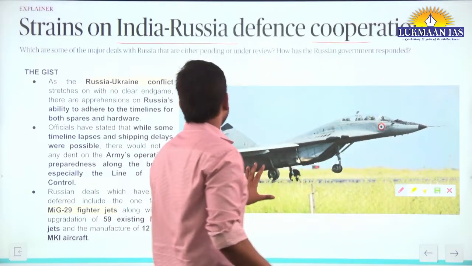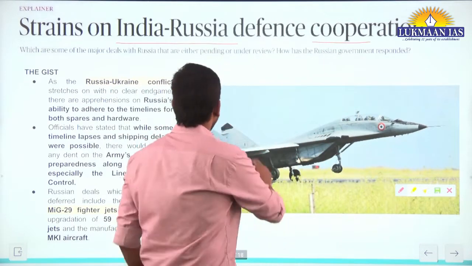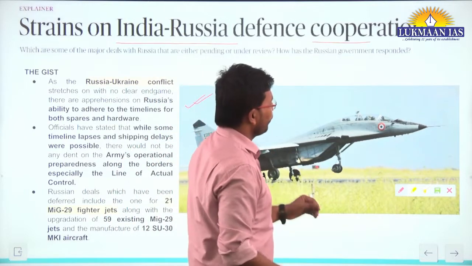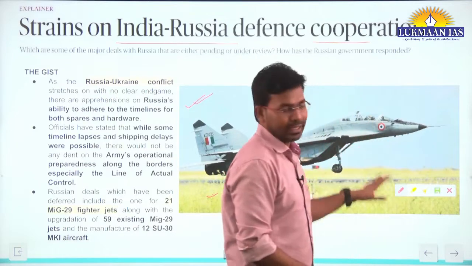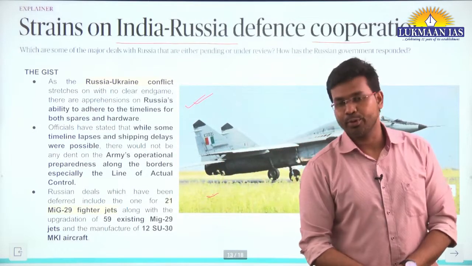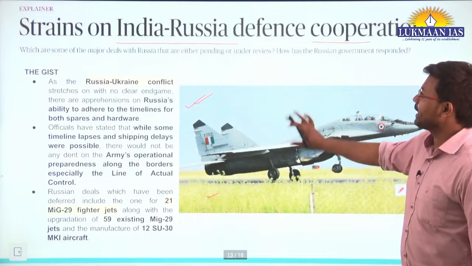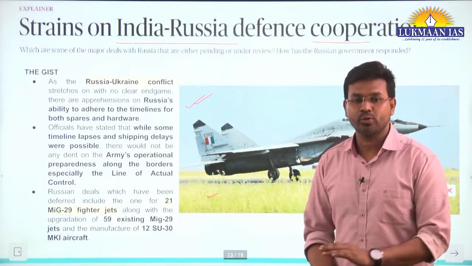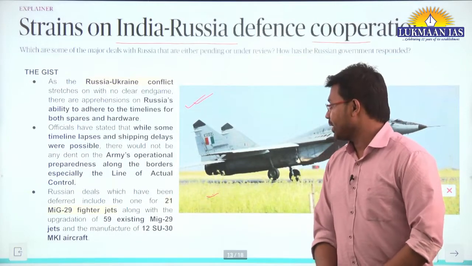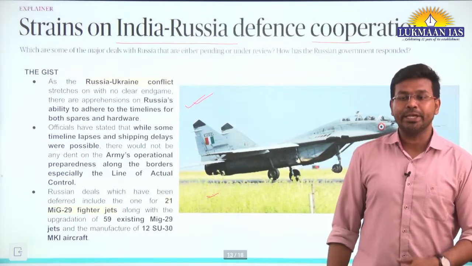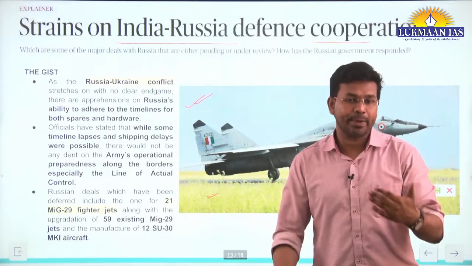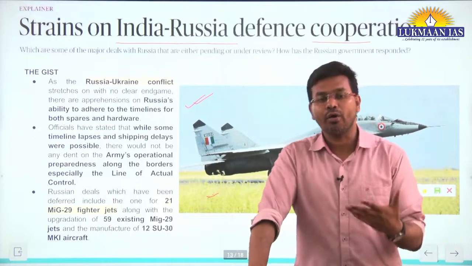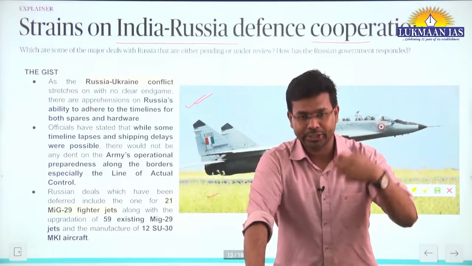So this is the image of one of the fighter planes that we have imported from Russia. We, meaning the Indian Air Force, have imported from Russia. So now, what is straining the defense ties or defense cooperation between Russia and India? Russia is one of the major defense partners for India, and India is the largest importer of defense equipment from Russia.